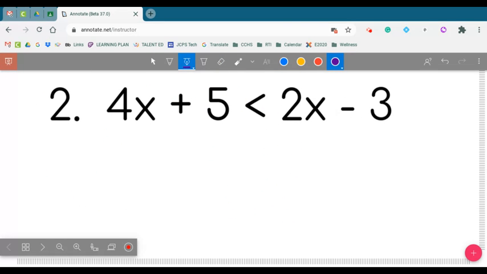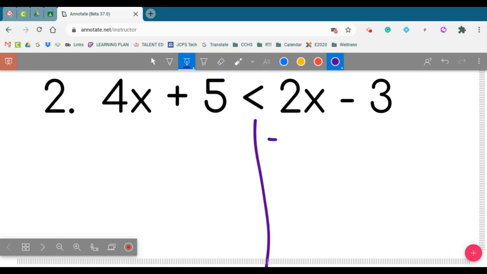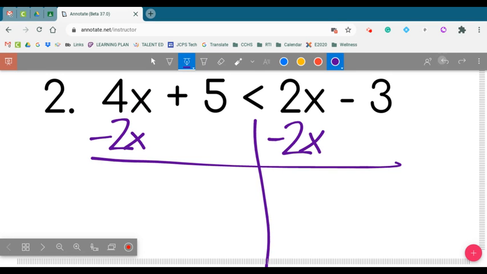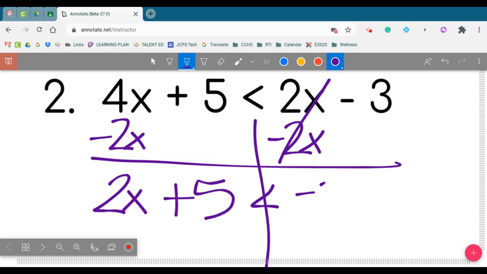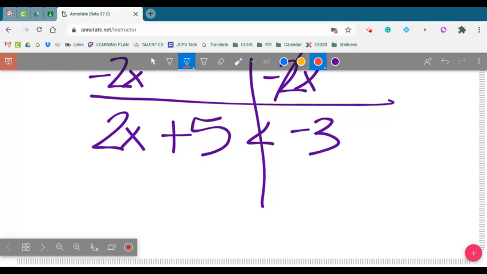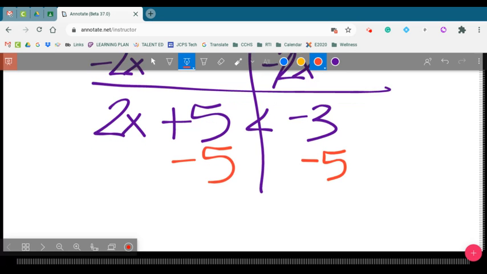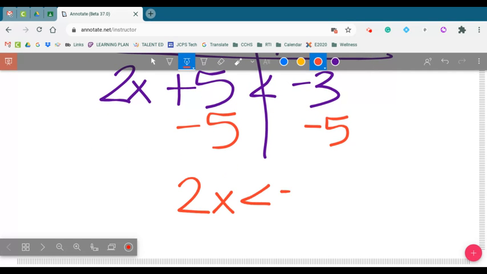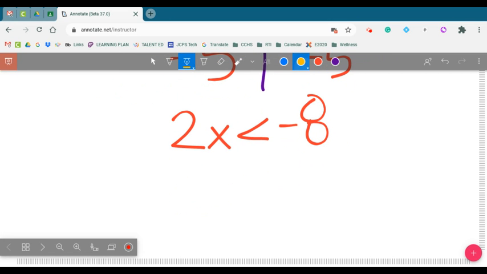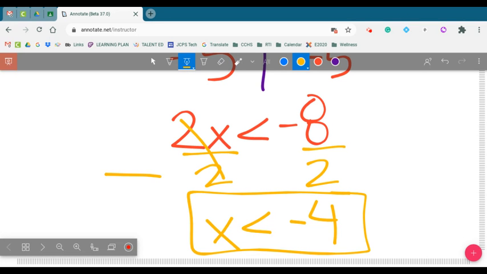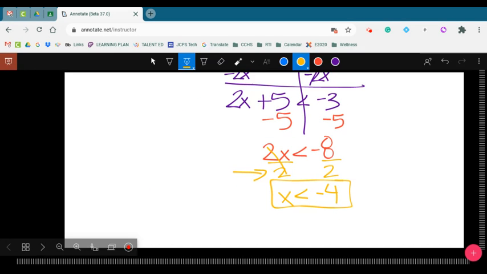Okay, this one, we need to get our variable to the left side. So subtract 2x. Oh, that does not cancel. This cancels. This 4 minus 2 gives you 2x plus 5 is less than negative 3. Then you need to subtract 5. You get 2x is less than negative 8. And then divide by 2. So we're dividing by a positive number, so our inequality sign will stay the same. It's what you are dividing both sides by that affects whether you change that inequality sign or not.